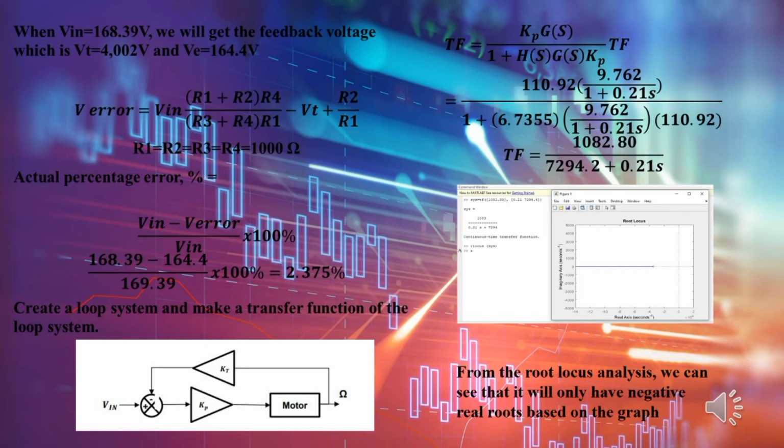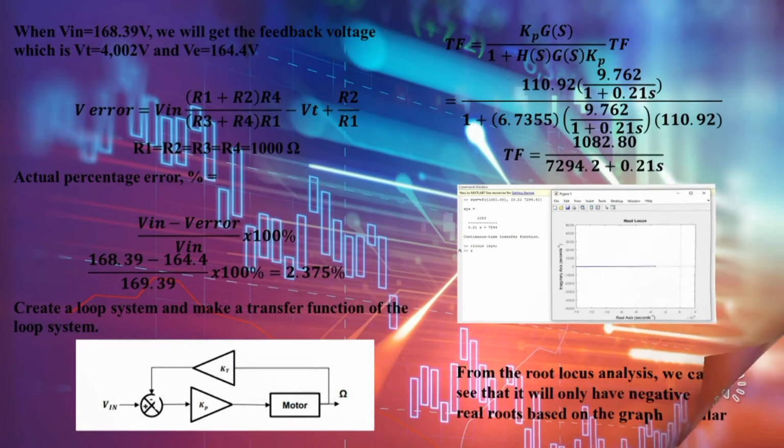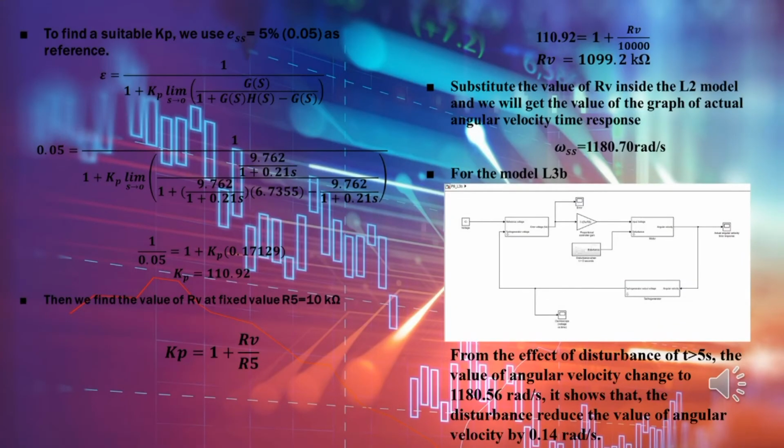Then, to find the root locus analysis, we will use MATLAB. We just need to insert the commands needed to show the graph, and the graph will show that there are only negative real roots. To find a suitable value for Kp, we will use the steady state error equal to 5%, which is 0.05, as the reference. Then we get that the value of Kp is equal to 110.92.